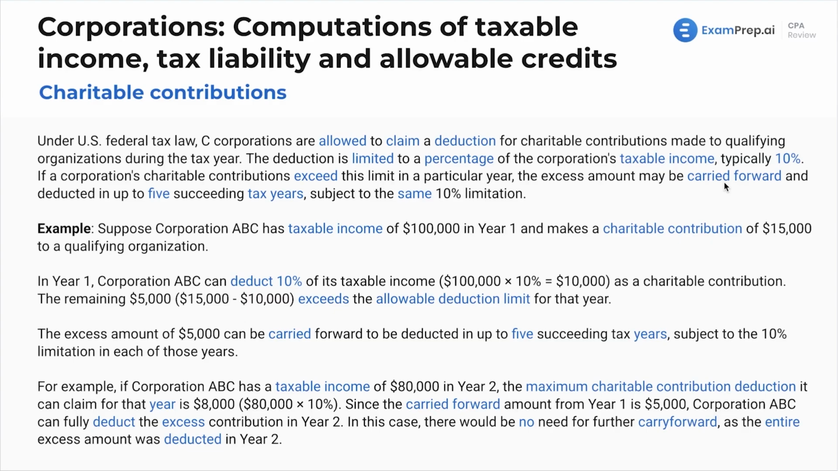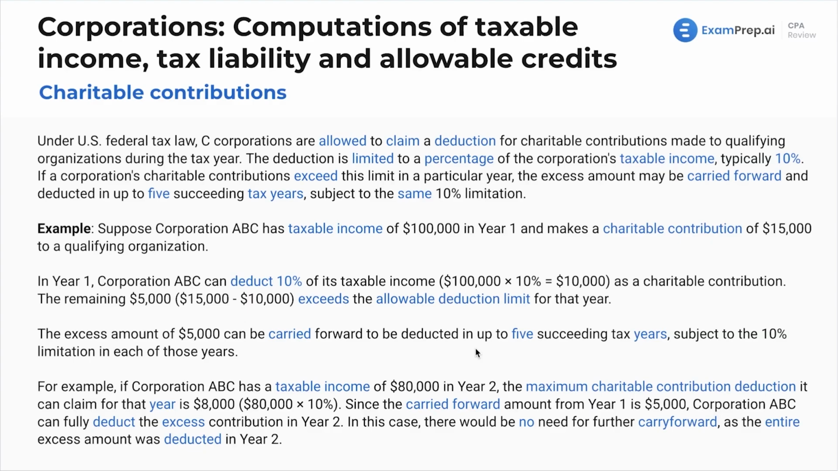The remaining $5,000 exceeds the allowable deduction limit for that year, and this $5,000 as such will be carried forward to be deducted in the up to 5 succeeding tax years, subject to the 10% limitation in each of those years. And let's keep it rolling. Let's keep the example going.